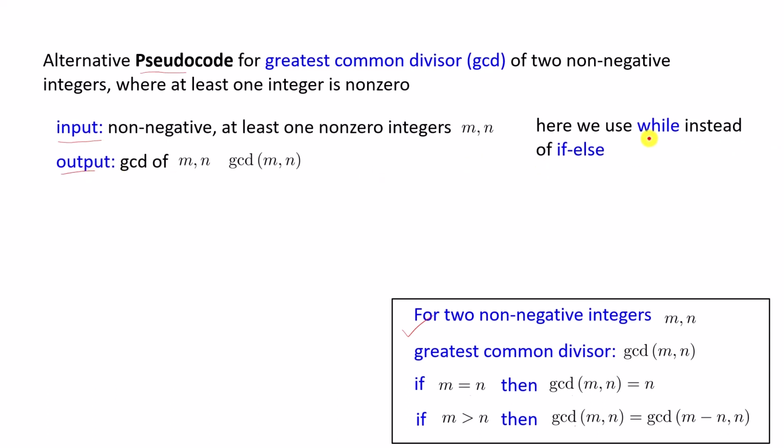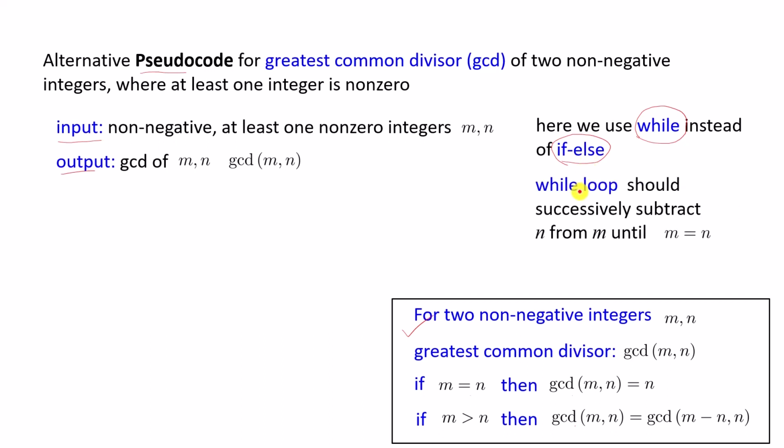And what we'll do here is try to use a while loop instead of this if-else type logic. So how will we do it? Let us see. The while loop will subtract n from m successively until m and n are equal. We'll implement it in a while loop.